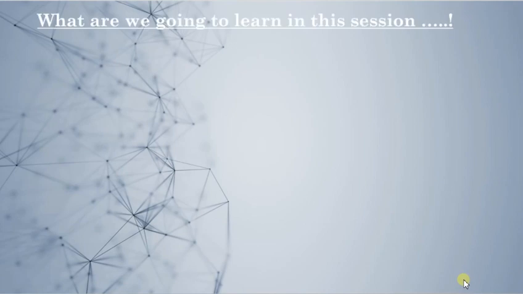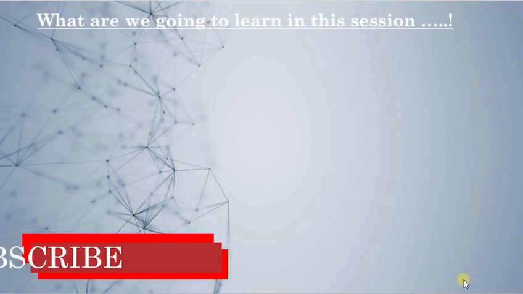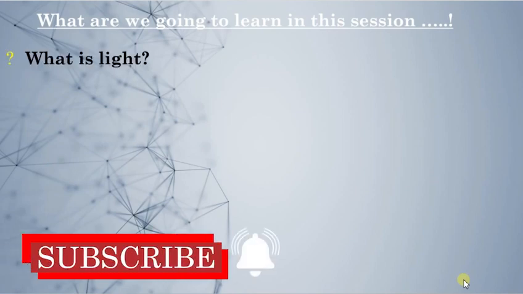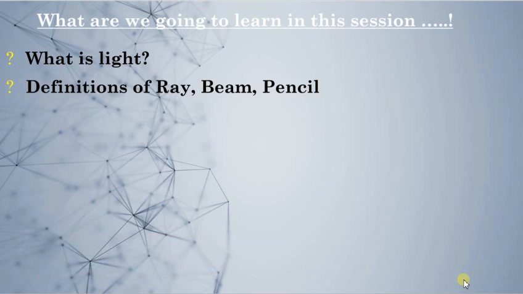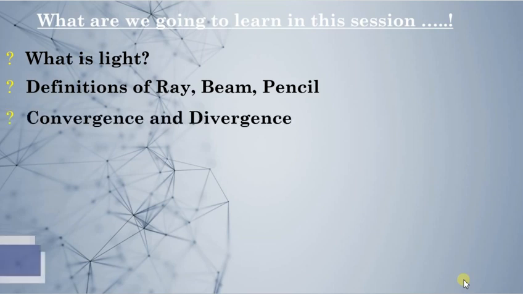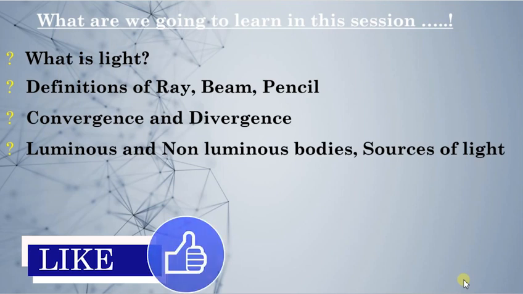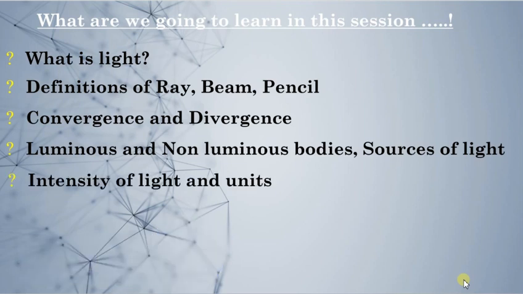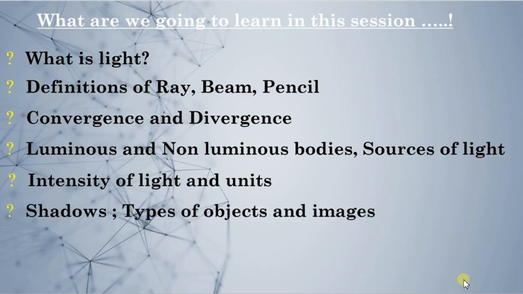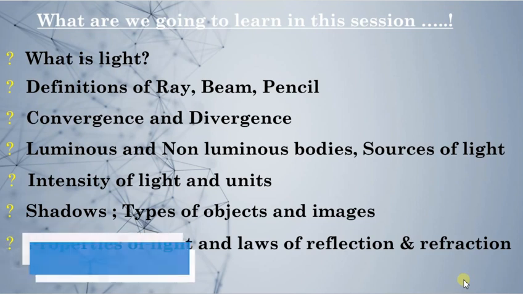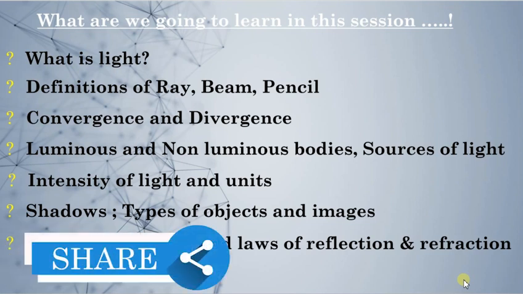Now, first of all, let us see what we are going to find in this session. We are going to learn what is meant by light, the definitions of ray, beam, pencil, the definitions of convergence and divergence, luminous and non-luminous bodies, sources of light, and then the intensity of light and its units, shadows, types of objects and images, properties of light, laws of reflection, and laws of refraction. Now, let's start the session.